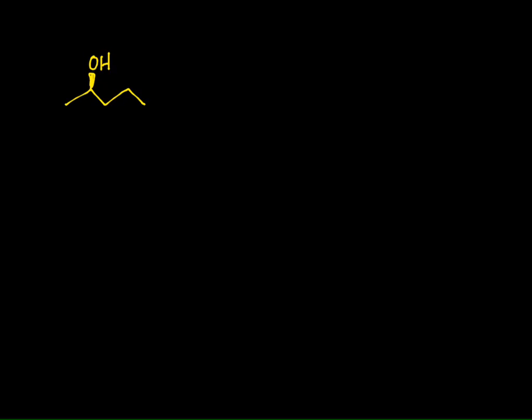So I assign priority 1, 2, 3. Notice I'm rotating from 1 to 2 to 3 and then back to 1 again. So my rotation is clockwise, and therefore this becomes R-2-pentanol, and that's how we write it. So in parentheses, R hyphen 2-pentanol.